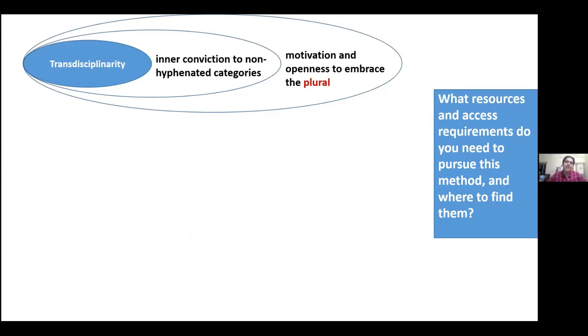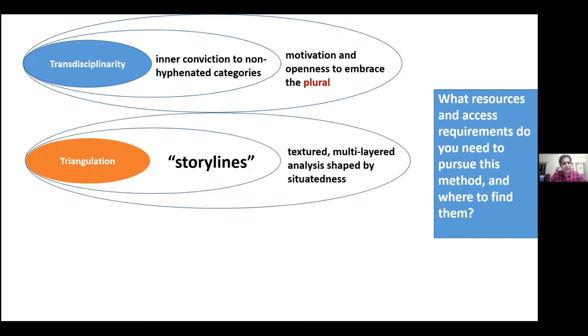And so we really have to have an inner conviction to non-hyphenated categories, for example, categories like social nature, or hydrocephalus. Unfortunately, non-hyphenated itself is hyphenated, so we have to think about it a bit more later. But yes, if you need to do transdisciplinary research, you really have to have a whole lot of motivation and openness to embrace the plural.